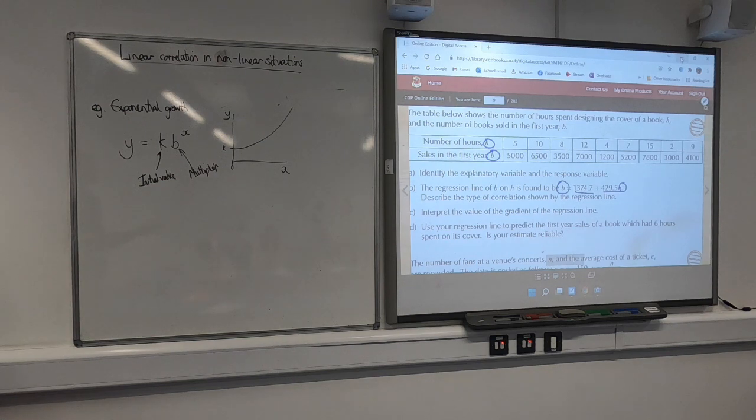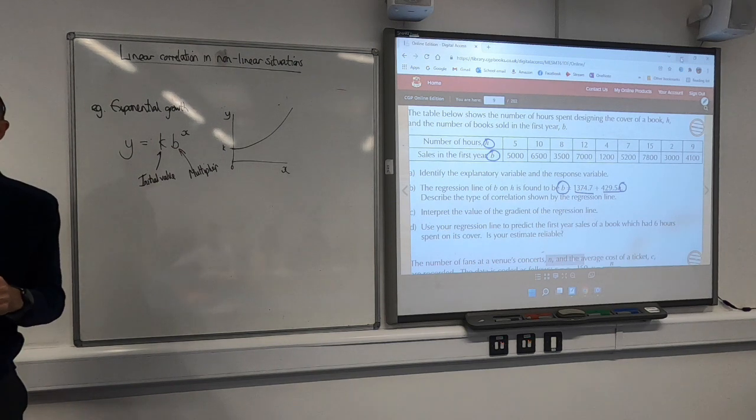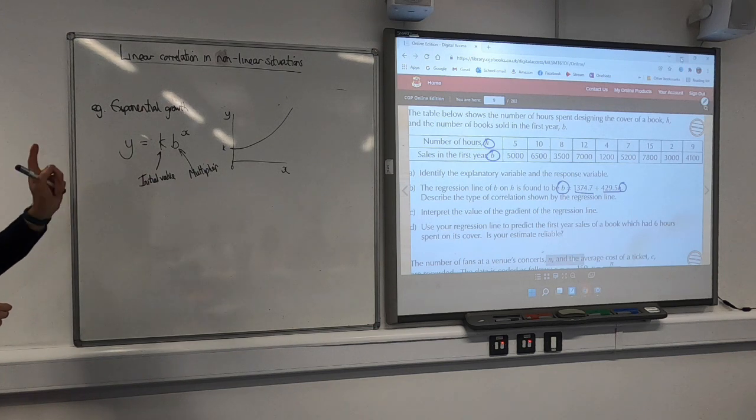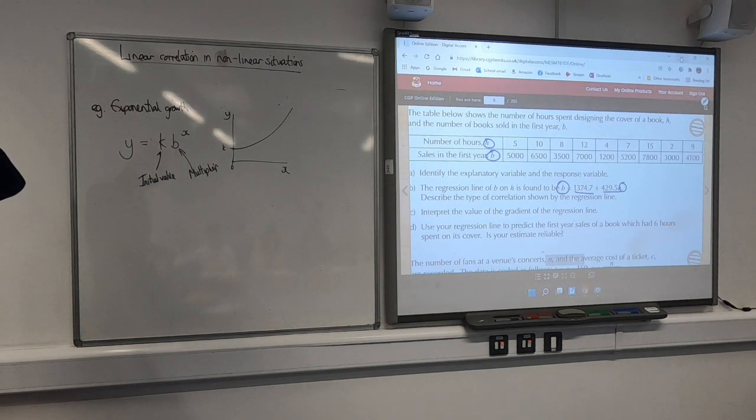Now that is not a straight line. So if we worked out r for that set of data, whatever that data is, it wouldn't give you an accurate measure of how exponential it is, because r is measuring linear, straight line correlation. So what can we do? Well, it's quite a neat trick. What we do is this.